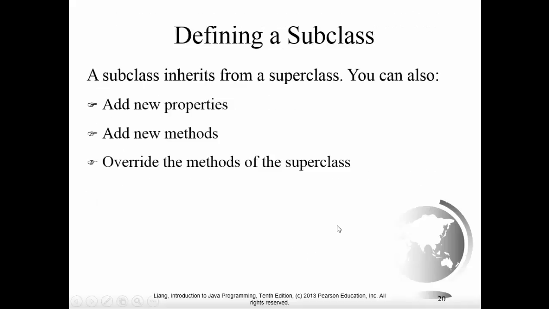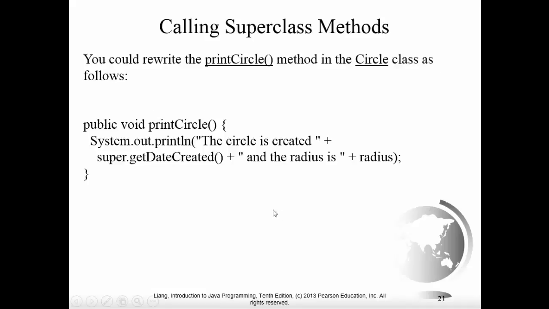Now, whenever we're working with a subclass, remember some rules. We inherit from a superclass, but we can also add some new properties and methods, and we can override the methods of the superclass. This is where a lot of power comes from. So, for example, I have a print circle method in the circle class, and I would like to change it. I could write it as the circle is created on our super getDateCreated and the radius is.